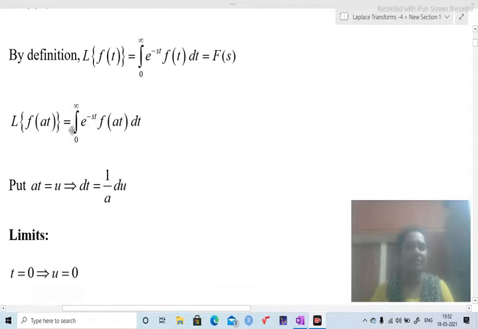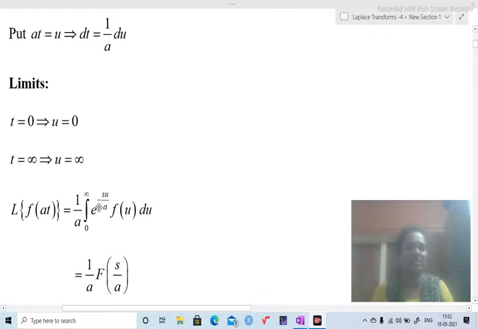Therefore, substituting all these values, we are going to get 1 by a outside the integration, that is, 1 by a, integration 0 to infinity e power minus su by a, because the value of t is u by a, f of u du. This can be written as 1 by a into F of s by a, because here we have s by a quantity. That's why we are going to write s by a.